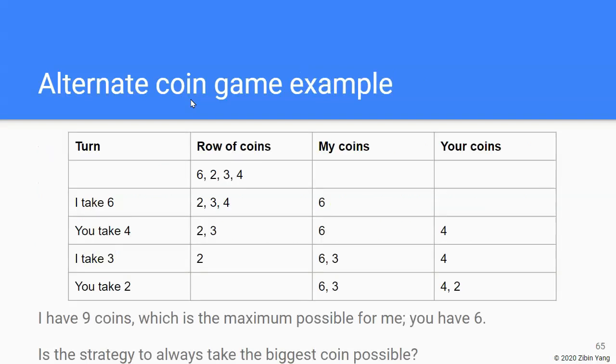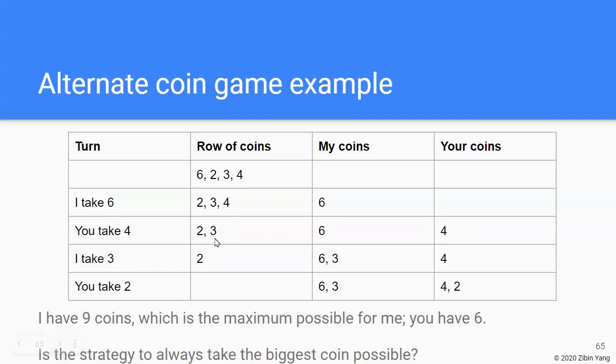So let's try to play a game. In this one, the row of coins is 6, 2, 3, and 4. So I'll make the first move. I can take either 6 or 4, the first or the last coin. I'm going to take 6, the largest one. So that's my coin, and 2, 3, 4 are what's left. Now it's your turn. You will also take, I guess in this case, the biggest one that's left, 4. And so here are your coins, and what's left is 2 and 3.